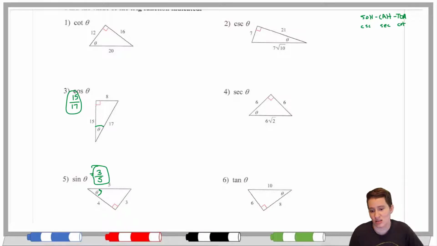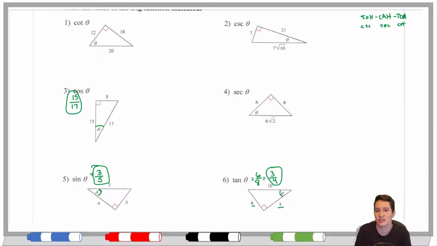Tangent, so number 6 here, is opposite over adjacent. So that would be 6 over 8, which does simplify by 2. So that'd be 3 over 4. We do want to simplify if we can, and rationalize if we need to, but not change to decimals. Then secant, cosecant, and cotangent.